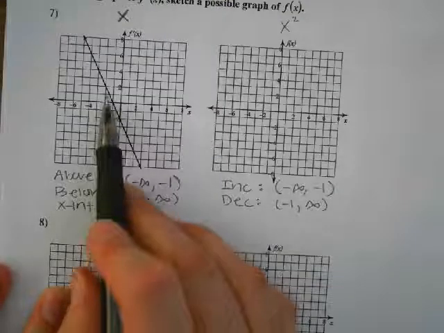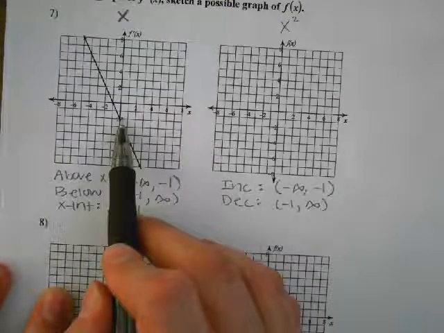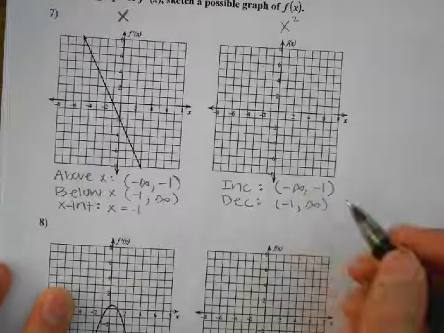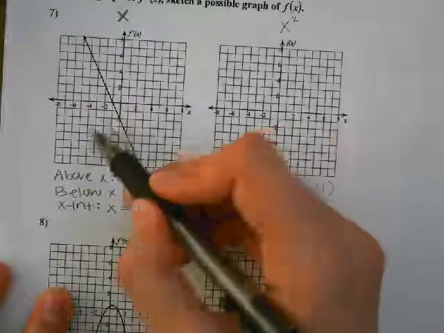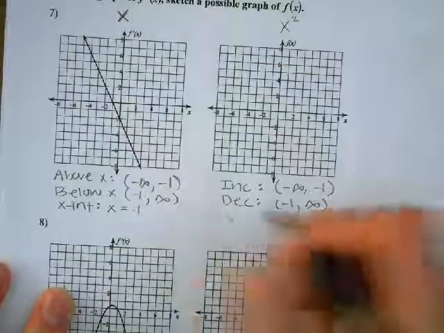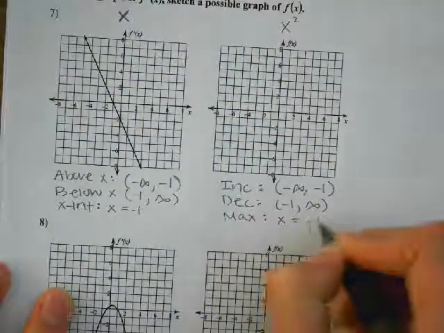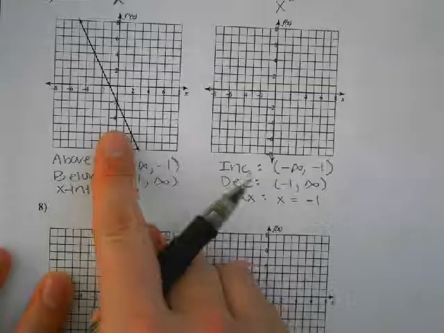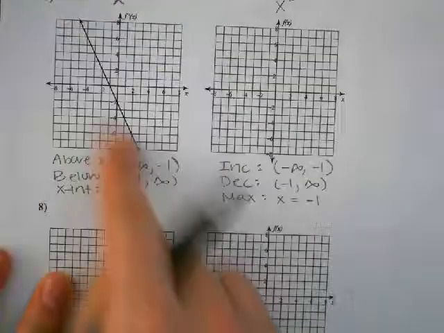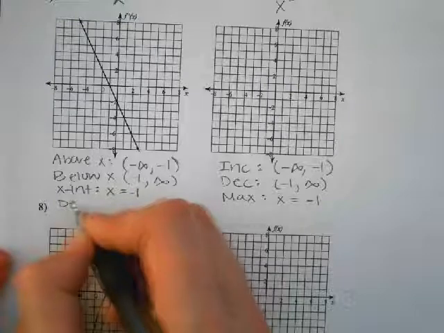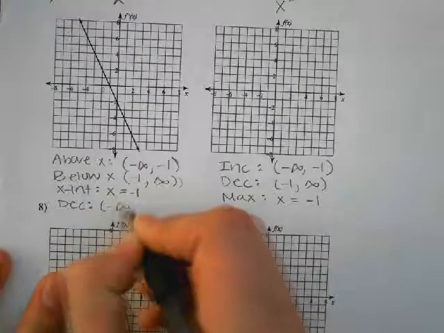It switched from above the x-axis to below the x-axis at that point. That's a min. No. It's a max because it was increasing and then decreasing. So it was a max. We got a max at x equals -1. And this graph is slanted down. This graph is decreasing the entire time. So what does that tell us about our original? It's concave down.